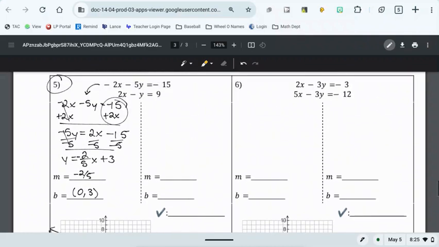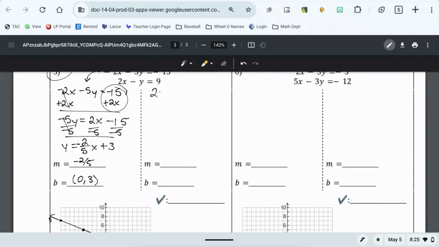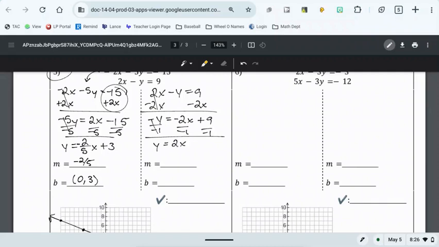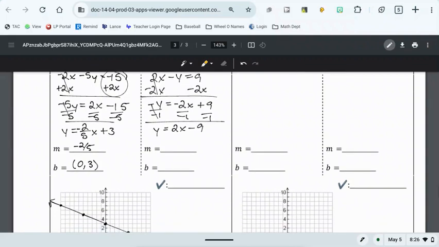Let's go ahead and now graph the second one. Just like the first, we have to get y by itself, so we're going to subtract 2x first, which leaves us with negative y equals negative 2x plus 9. Then we divide everything by negative 1. Negative 2 divided by negative 1 gives us a positive 2x, and then a negative 9. So for this one, our slope is going to be 2, and our y-intercept is going to be 0, negative 9.